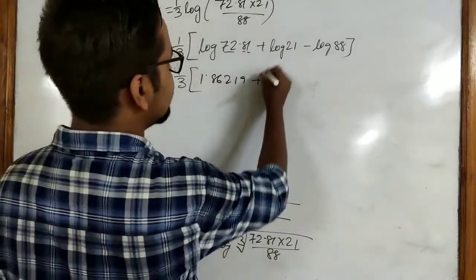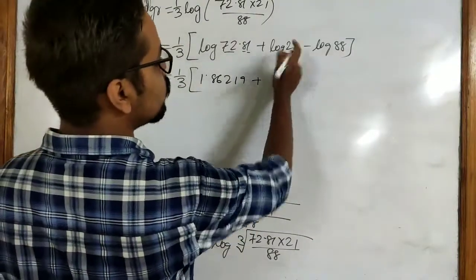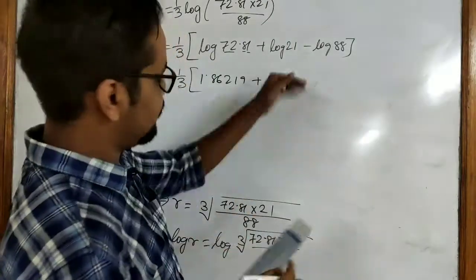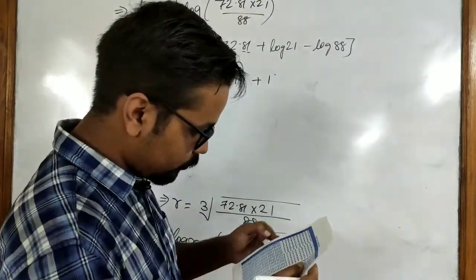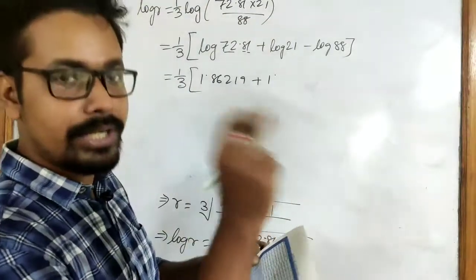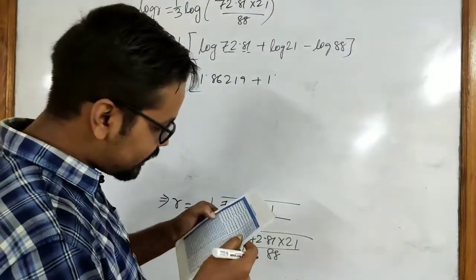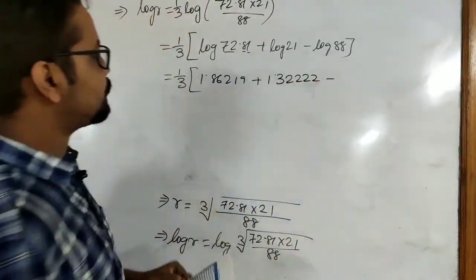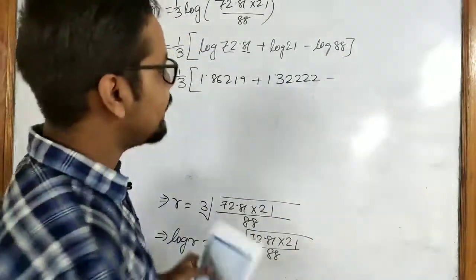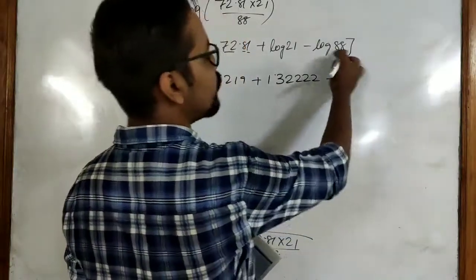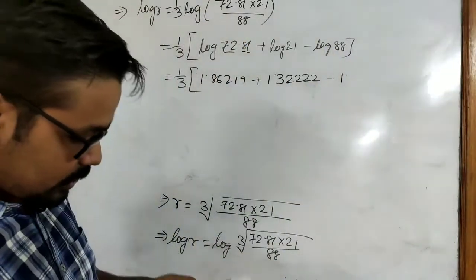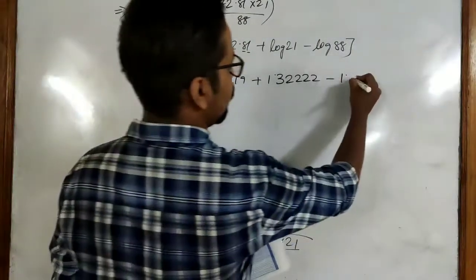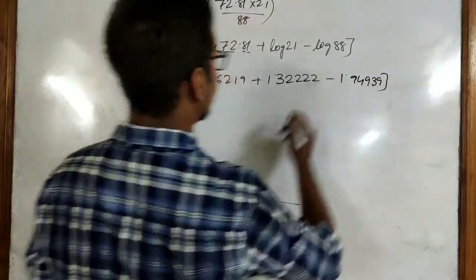Let's move on to the next one, that is log 21. 21, it is again 2, so it is 2 minus 1. 1 is the characteristic, n minus 1. So log 21, it is just 21 0. 21 0 is 32222. It is 1.32222 minus log 88. Again characteristic is going to be 1, 2 minus 1, and 88 means 88's 0. 88's 0 is 94939. 1.94939. That's what we have.